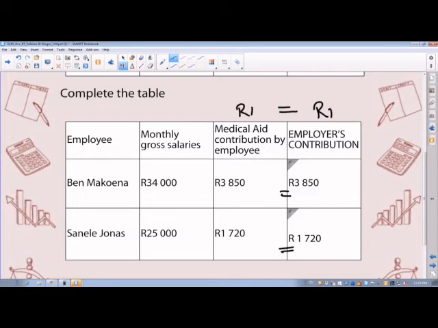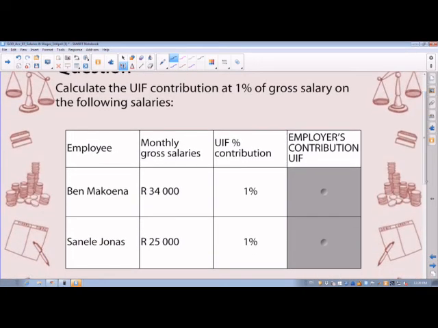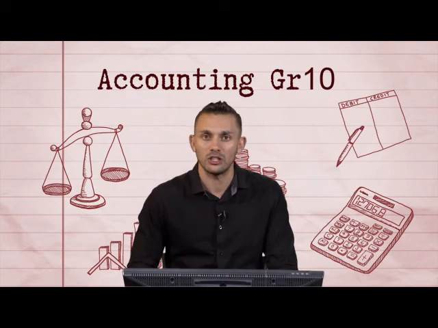Let's go and look at the last contribution by the employer, and this one is straightforward. Calculate the UIF contribution at 1% of the gross salary on the following salaries. I'm giving you again Ben and Sanele. They need to contribute 1% to the UIF of their salaries. Now what will the employer's contribution be if Ben and Sanele each contribute 1%? So I'm giving you 1 minute to quickly calculate both of these contributions. Good luck.